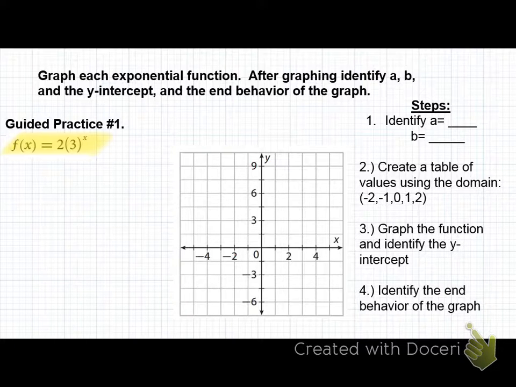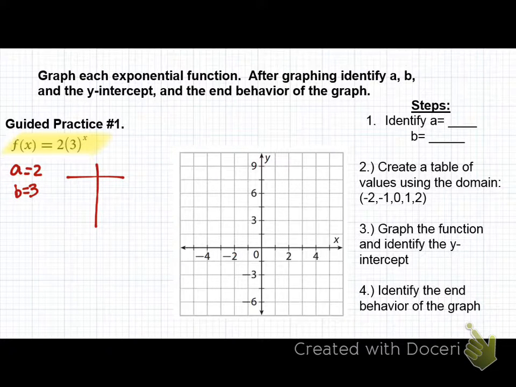Step 1, all my 4s back again. 4s, today's your day. 4s, tell your group what A and B are. Step 1, identify A and B. What's A equal to, everyone? 2, B? 3. Okay, good. Step 2, 4s. What do we have to do on step 2? Make a table. Okay, good. So we're going to make a table.